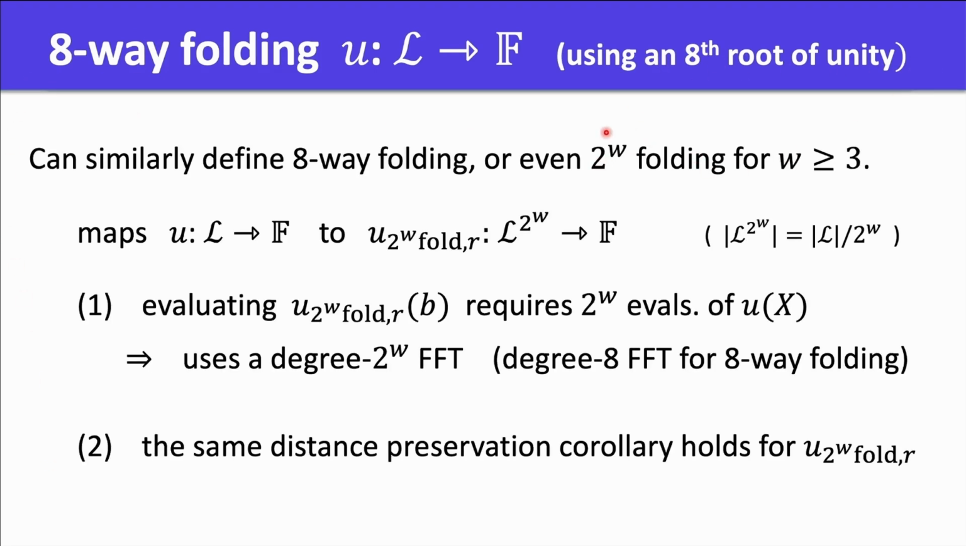And we can keep going. We can define 8-way folding. This is going to require an 8th root of unity, or even a higher degree folding. In particular, we can define a 2 to the w folding for whatever w we want, as long as we have a 2 to the w root of unity in our finite field. So given a map from L to F, we can define its 2 to the w folding the same way we defined before. This basically will require a degree 2 to the w FFT, and evaluating this folded function at the point b will require evaluating u at 2 to the w points. And again, the same distance preservation corollary will hold also for the 2 to the w fold.